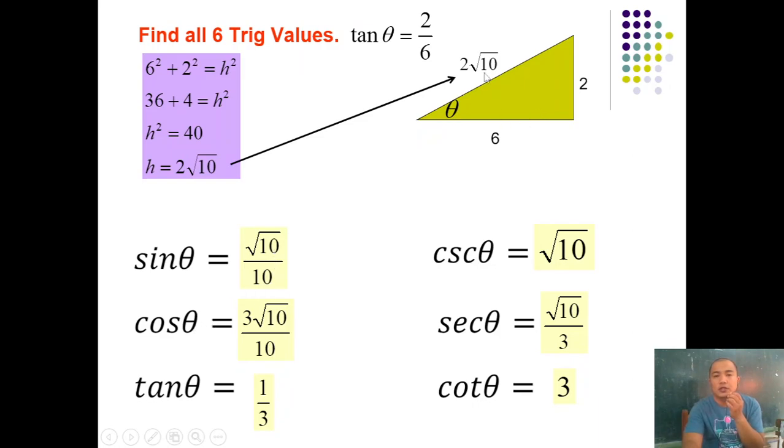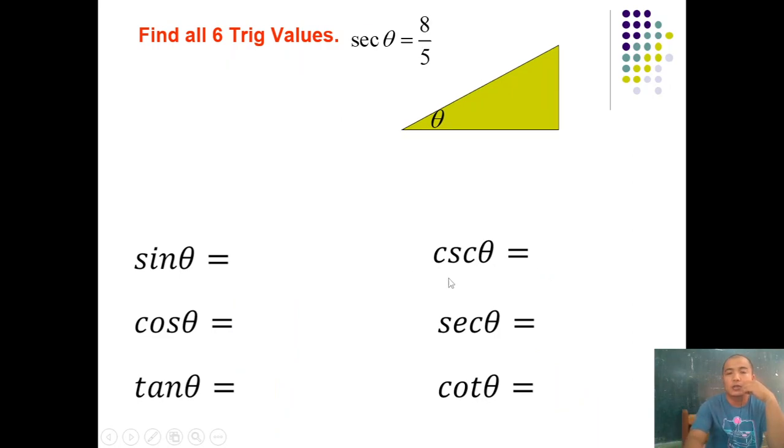Cosine theta, adjacent side over hypotenuse. 3 square root of 10 over 10. Tangent theta is 2 over 6, opposite over adjacent side, so 1/3. Cotangent theta is 3. Secant theta is 10 square root of 10 over 3. Cosecant theta is square root of 10. Reciprocals. Secant theta is 8 over 5.